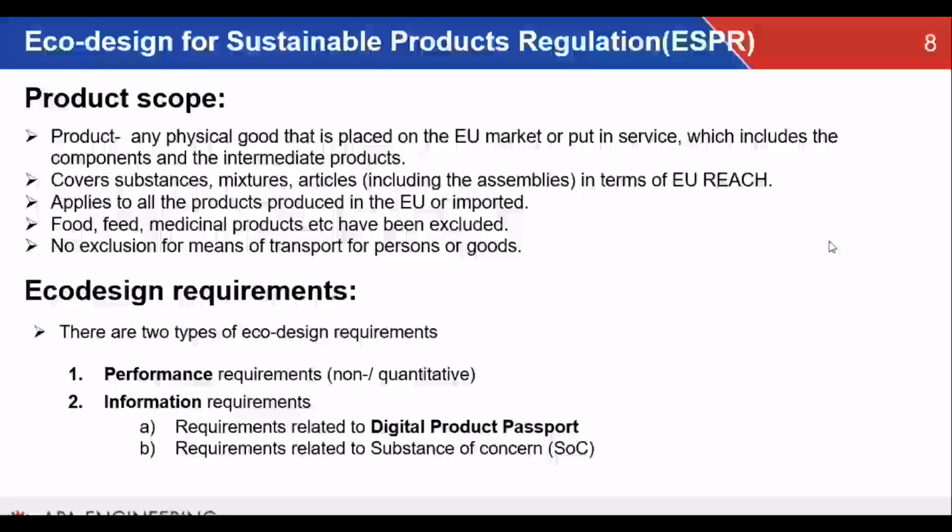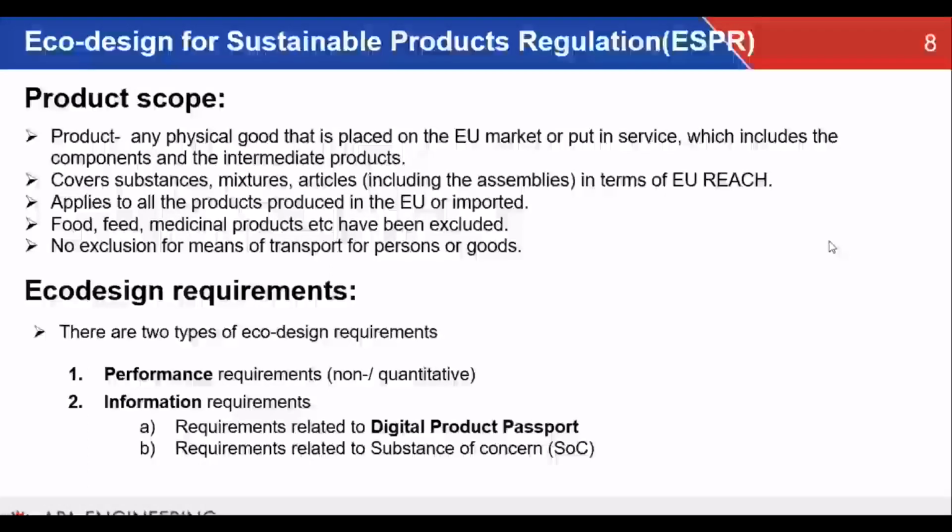What is the product scope? It almost covers all the products. It covers any physical good that is placed on the EU market or put in service, which includes the components and the intermediate products. It also covers substances, mixtures, and articles, including the assemblies in terms of EU REACH. It applies to all the products in the EU or imported. It doesn't matter the origin of the product. Some of the limited exclusions are food, feed, and medicinal products, and there is no exclusion for means of transport for persons and goods.